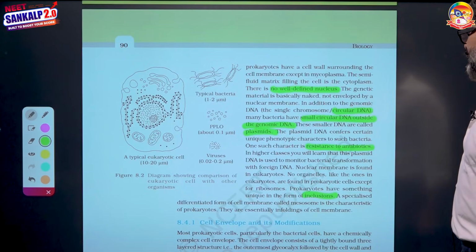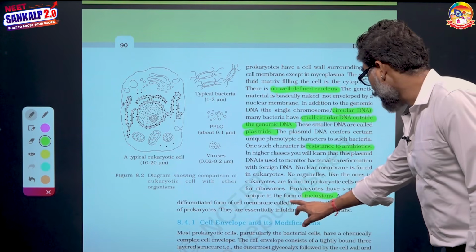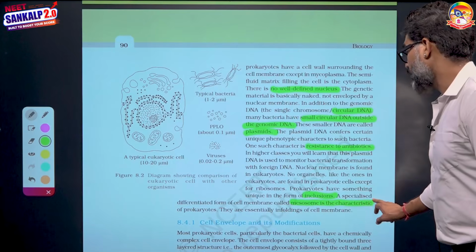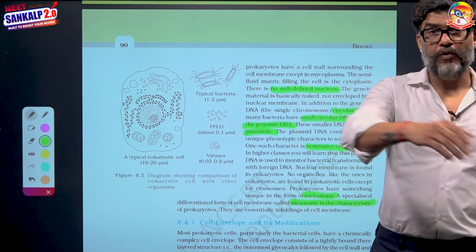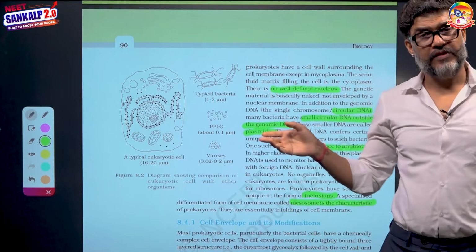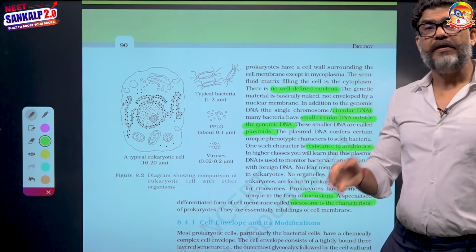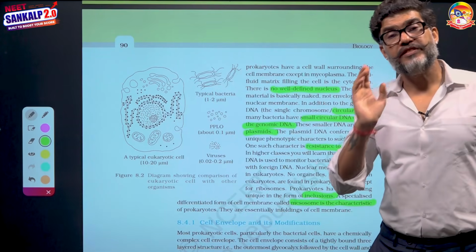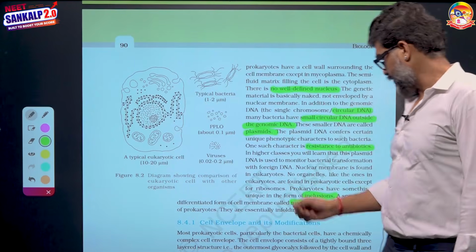A specialized differentiated form of the membrane called mesosome is also characteristic of the prokaryote. We know in the plasma membrane some inclusions remain present. They are known as mesosomes. This mesosome structure is similar to the mitochondria of eukaryotic cells.